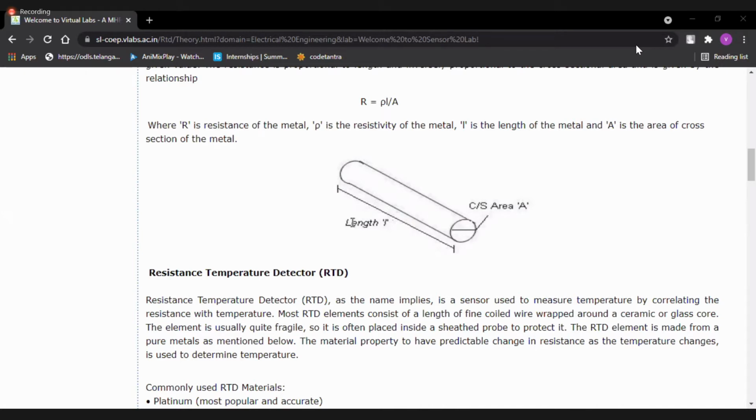Right. So if you increase length, what is the effect on resistance? It also increases, sir. It is directly proportional. Right. If you increase cross-sectional area, then? Inversely proportional, sir. It decreases. Right. Stop sharing.